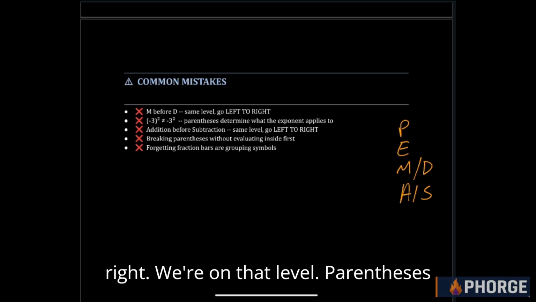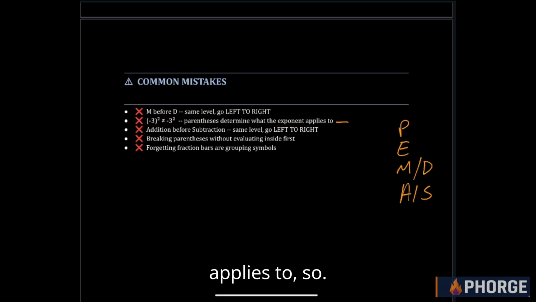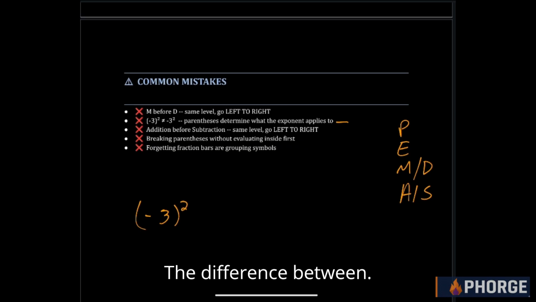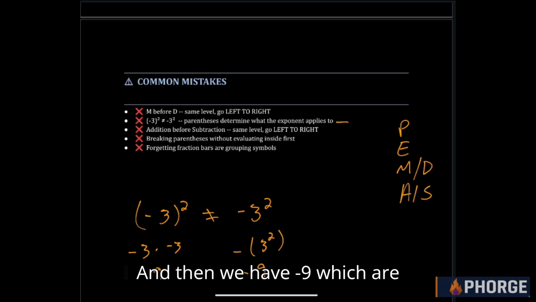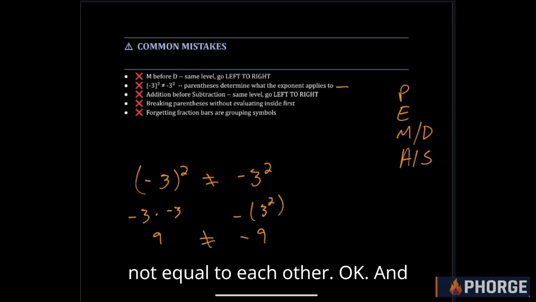Parentheses determine where the exponent applies. The difference between negative 3 squared, which is negative 3 times negative 3, equal to 9, and then here it's negative 3 squared with the exponent applying only to 3, which gives negative 9. They are not equal to each other.